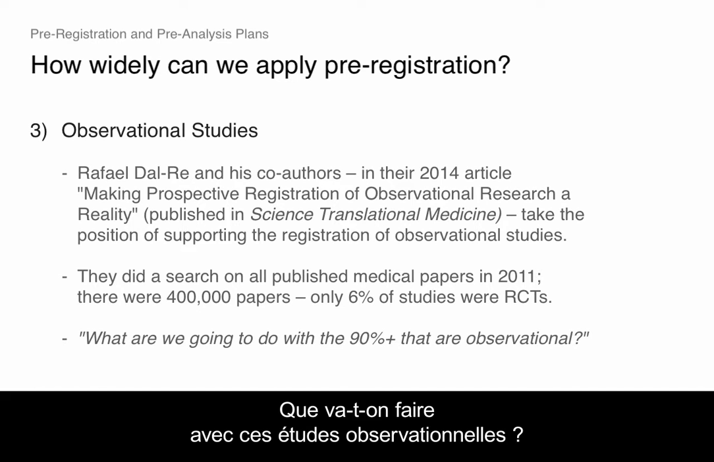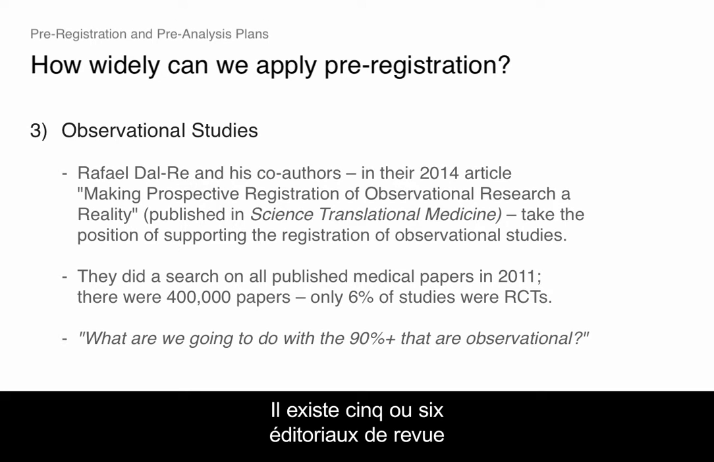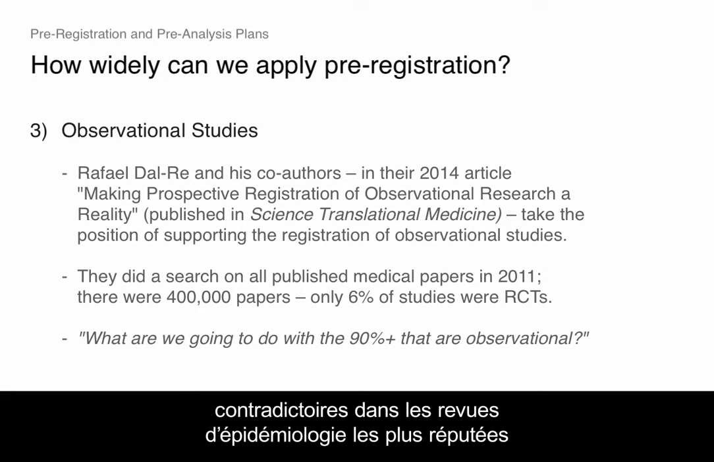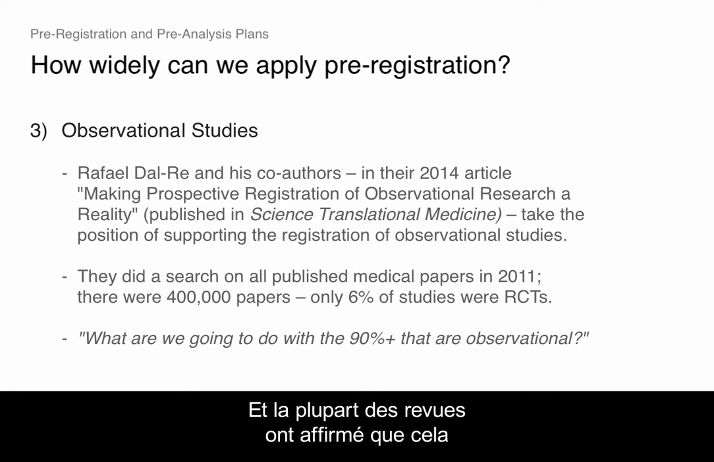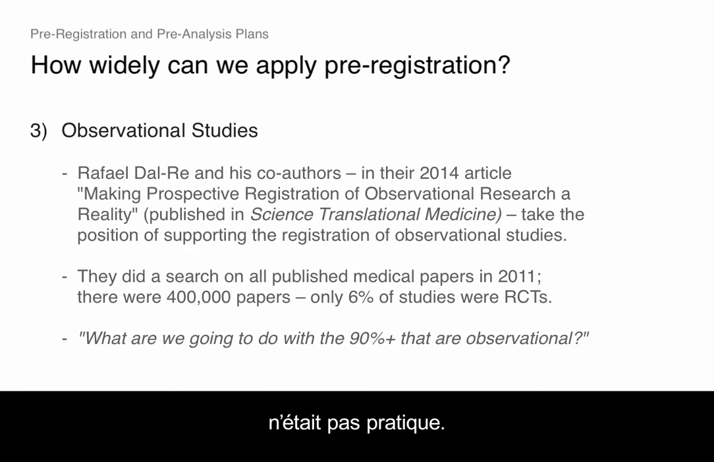What are we going to do with all this observational research? How can we bring transparency practices here? There are 5 or 6 of these dueling journal editorial statements in the leading epidemiology journals about whether observational studies should be registered. And most of the journals came out and said no. We just don't think it's practical.